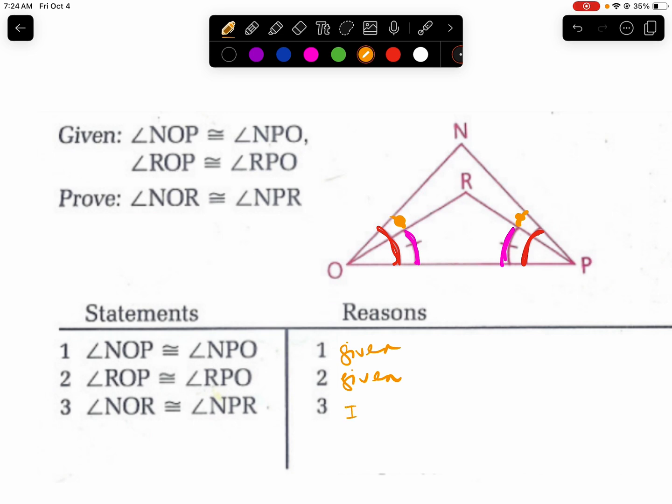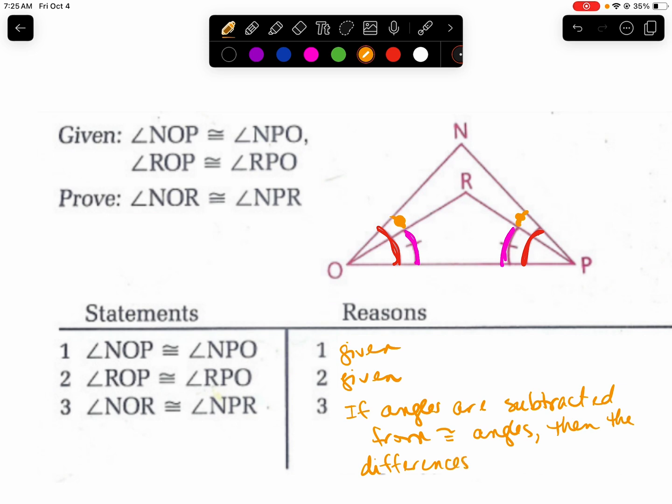Now we're going to say if angles are subtracted from congruent angles, then the differences are congruent. Okay, again, we went big angle to small angle, so we're going to subtract.